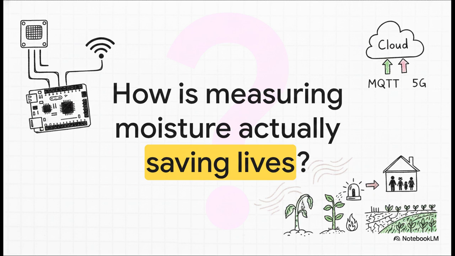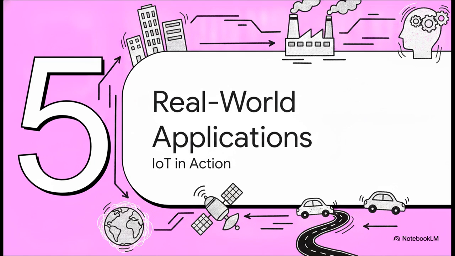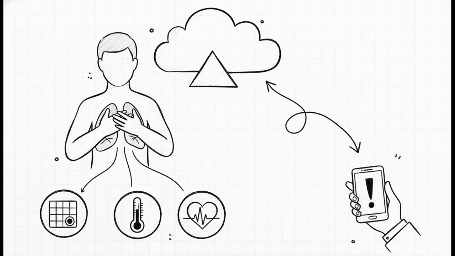But this brings us to the most vital part of our explainer. How is measuring something as simple as moisture actually saving lives? Section 5, Real-World Applications. Let's zoom back out and look at how engineers are deploying this exact architecture to solve major real-world problems. Look at this incredible example from researchers Hashim and their team.